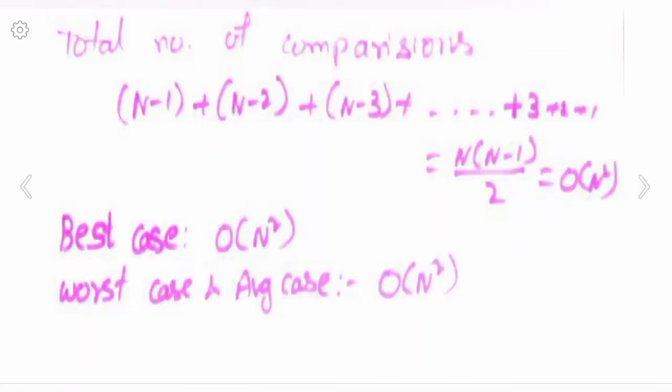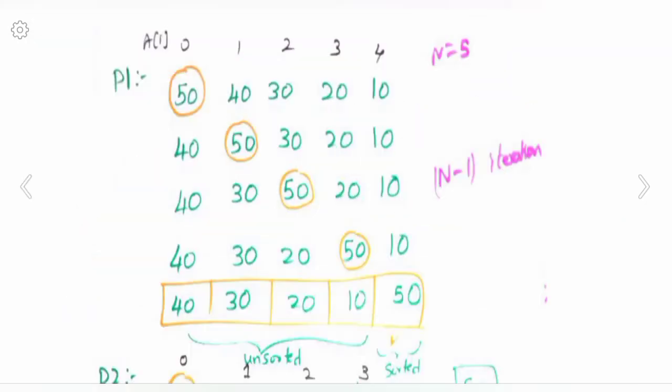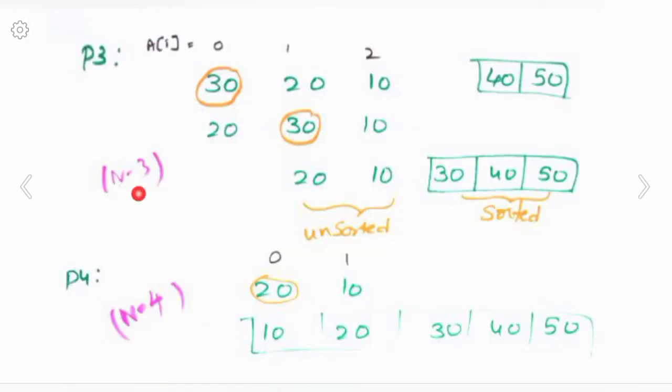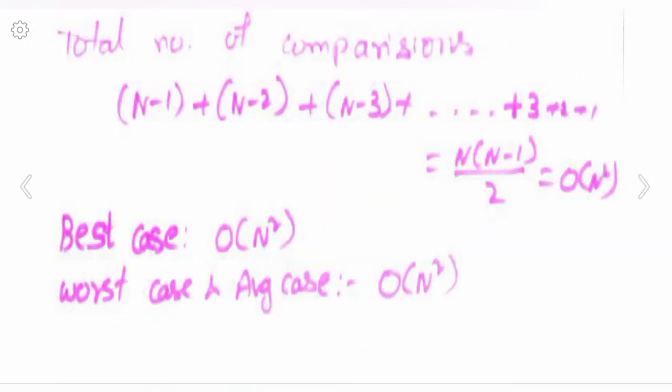So here, the total number of comparisons: we are considering starting from pass 1, that is n minus 1, n minus 2, n minus 3 and n minus 4. So the total number of comparisons is n minus 1 plus n minus 2 plus n minus 3 and so on. So it depends on the array of elements that we are considering. That is equal to n into n minus 1 by 2, that is big O of n square. So it is representing the set of natural numbers. So n into n minus 1 by 2 equals big O of n square.